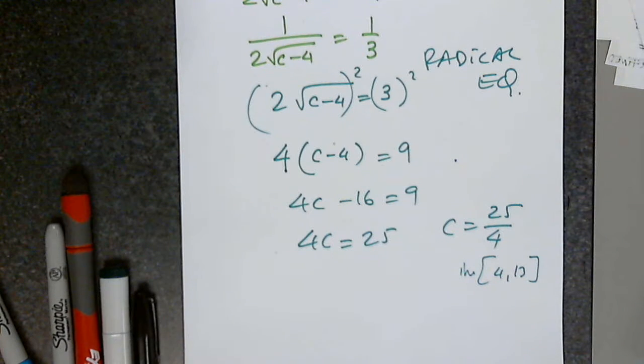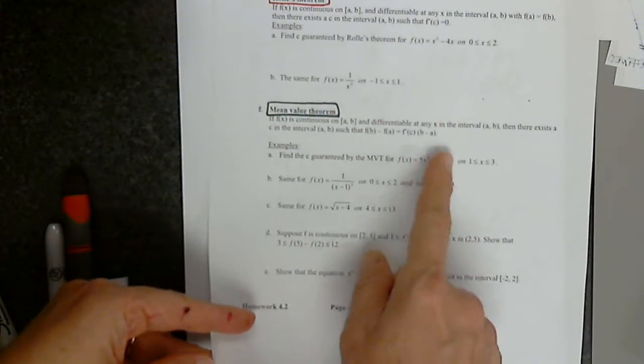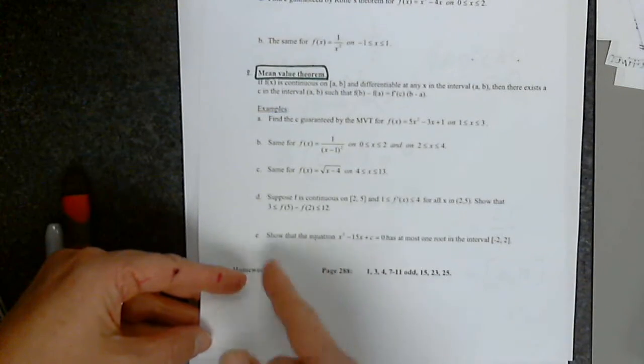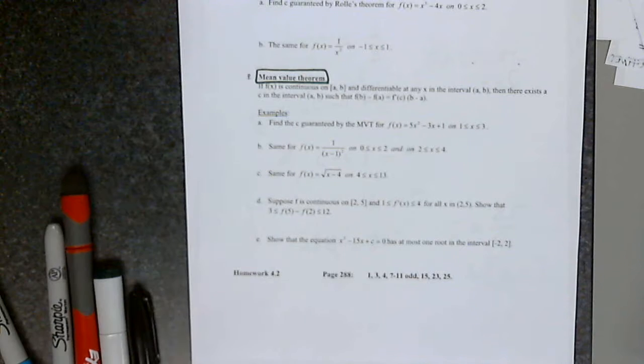So 25 divided by 4 is a little bit more than 6. And 6 is between 4 and 13. And this was guaranteed by the mean value theorem. As I promised, I'm stopping here. These are two applications other than what we just did by finding C guaranteed by the mean value theorem. These are two applications that help us prove something using the mean value theorem.